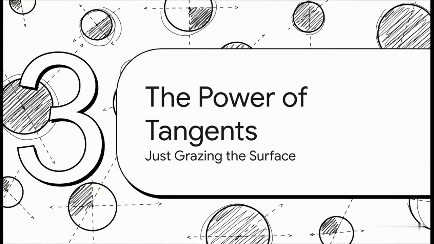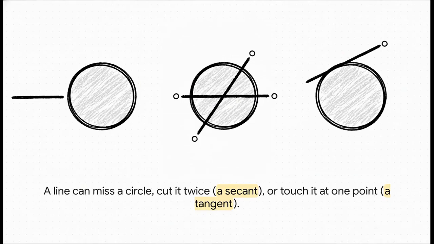But what about lines that don't cut through it, but just touch it? This is where things get really, really interesting. Not just for physics and engineering, but for understanding motion itself. This is basically the start of calculus. So a line and a circle can do one of three things. It can miss it completely, it can slice right through it at 2 points, we call that a secant, or it can do something really special. It can touch it at exactly 1 point, and we call that a tangent.